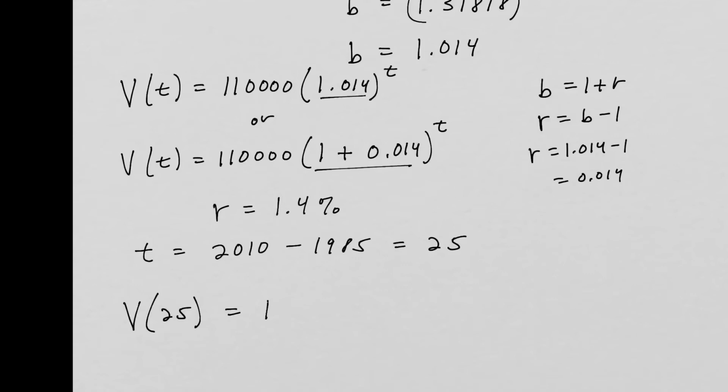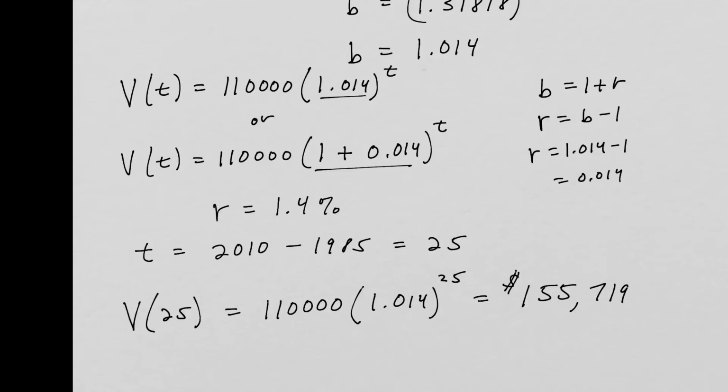So this would be 110,000. I'll just use the first form, 1.014 to the 25th. Again, you have to do this on your calculator, and you should find that you're going to get $155,719. So that'd be the value of the house in the year 2010, assuming it still undergoes the same growth rate.